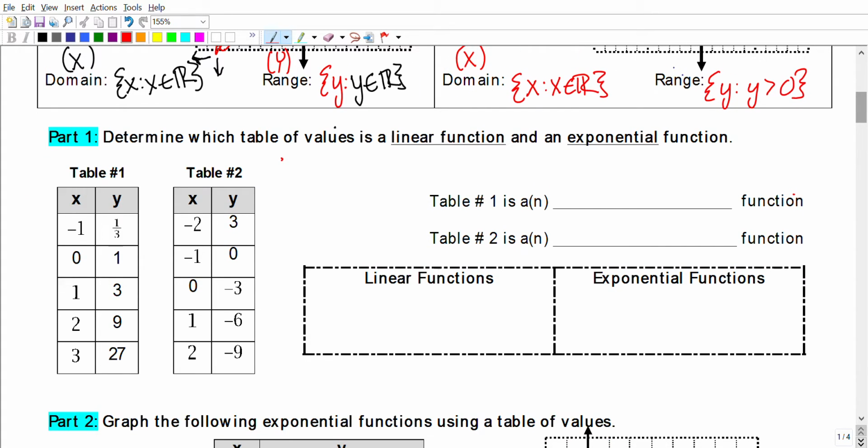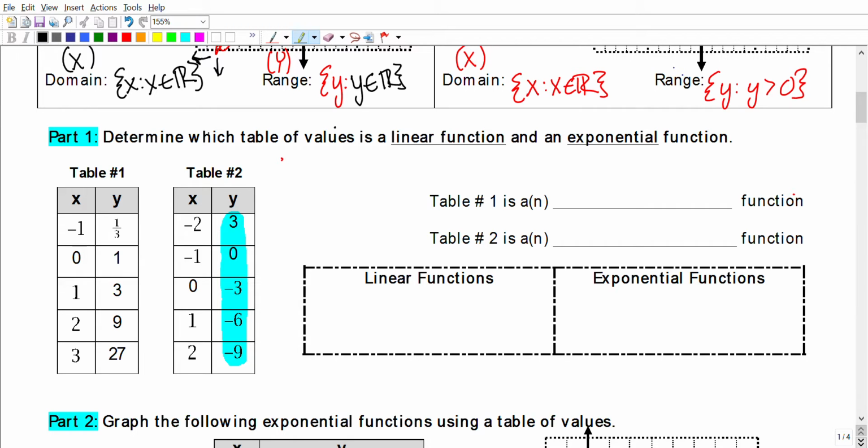All right, so let's go ahead and start looking a little bit at our tables here. So first things first, let's take a look at what's happening in this first table. It says determine which table of values is a linear function and which is an exponential function. And actually, why don't we take a quick look at table 2 first. Now I want you guys to notice something about the y values here.